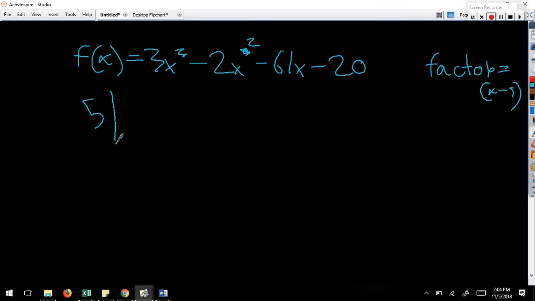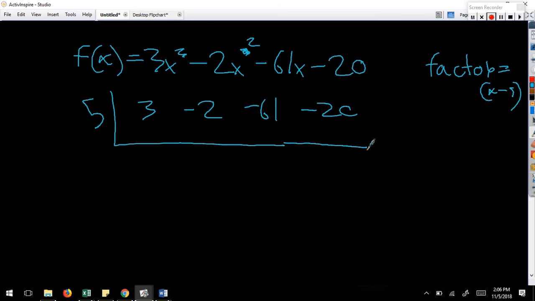5 on the outside. That's right. Do it on a separate paper because you'll have to turn it in. 3 here. Negative 2. Let me bring out this line a little bit farther. What we're going to do here is bring this 3 down. 5 times 3 is 15. Add my 5 is 17.